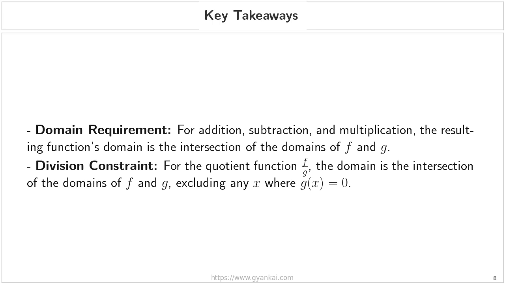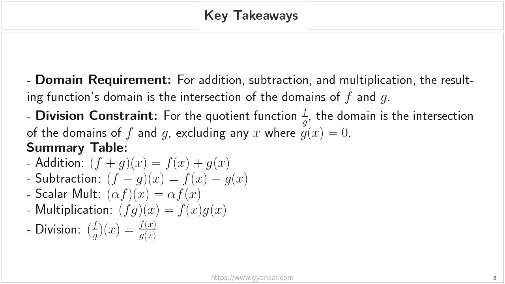However, there is a special division constraint to keep in mind for the quotient function, f over g. Just like before, we start with the intersection of the domains of f and g, but we must add one extra rule. We have to exclude any x value that makes the denominator, function g of x, equal to 0. As we saw in our previous example with the fraction, we cannot allow division by 0.